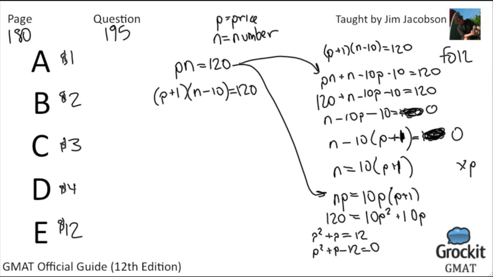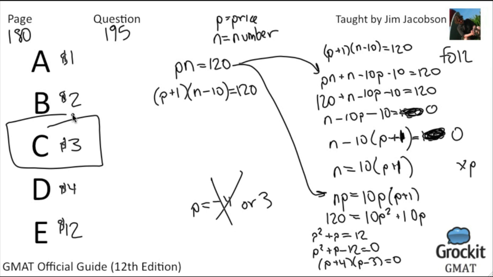And then we end up with our two factors. We have (P plus 4) and (P minus 3) equals 0. So P equals negative 4 or 3. We can only have a positive price, so we can ignore the negative value, and we are left with choice C, $3 is the current price per towel.